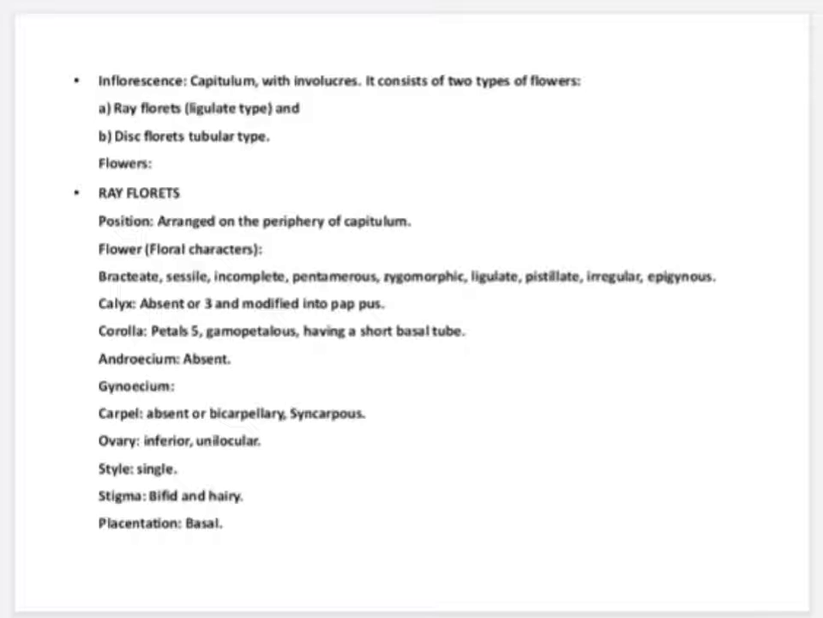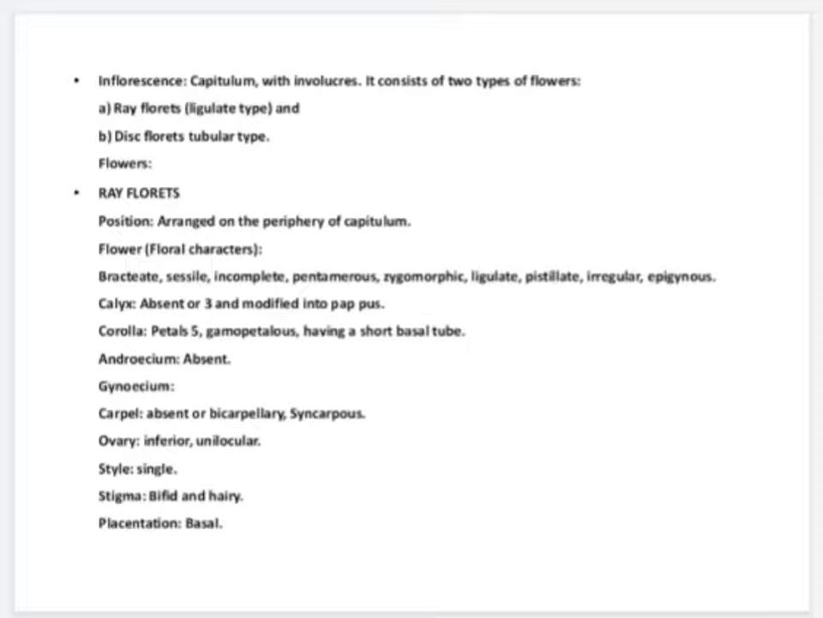Now first we discuss ray florets. Position of ray florets: these flowers are arranged on the periphery of capitulum. And floral characters: bracteate means bracts are present, sessile, incomplete, pentamerous, zygomorphic and ligulate, pistillate, irregular and epigynous.